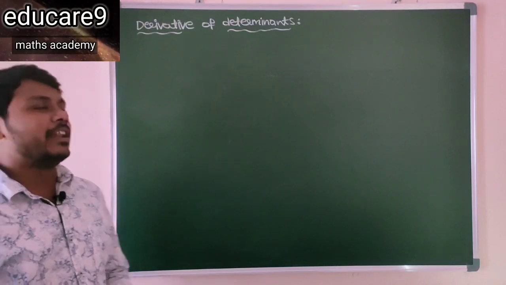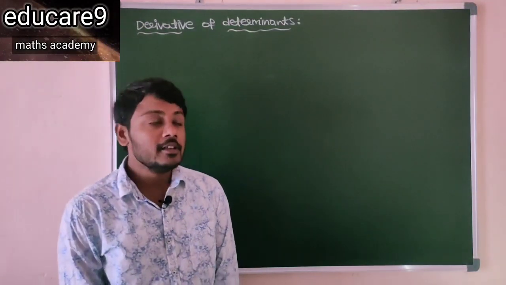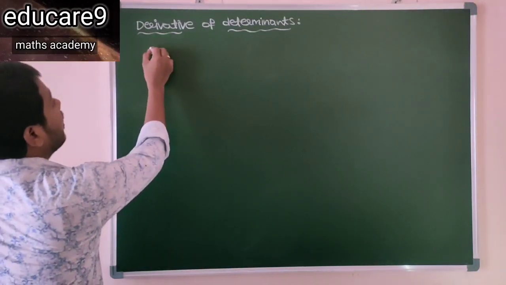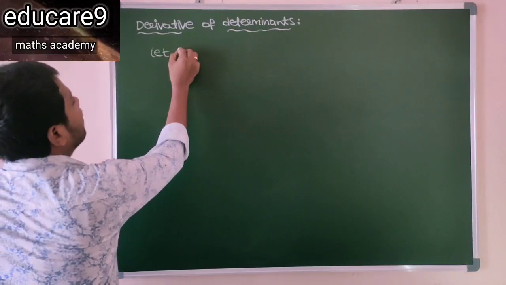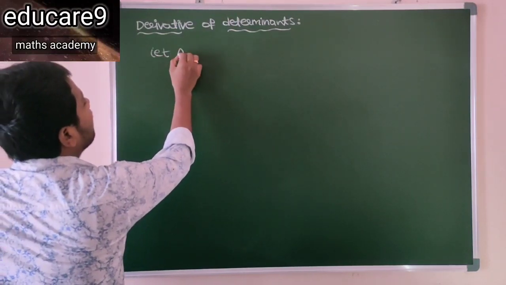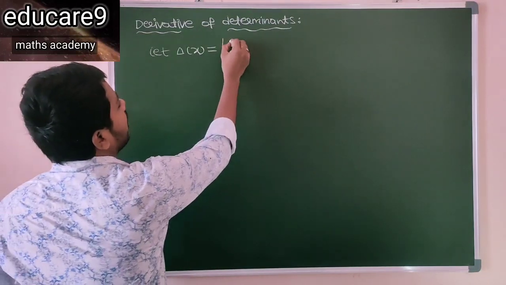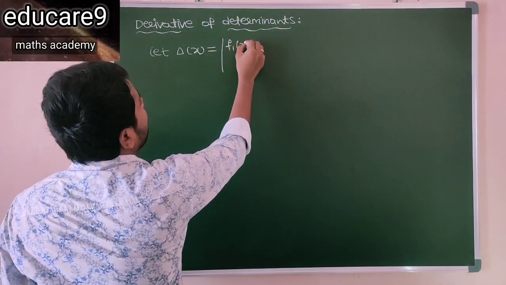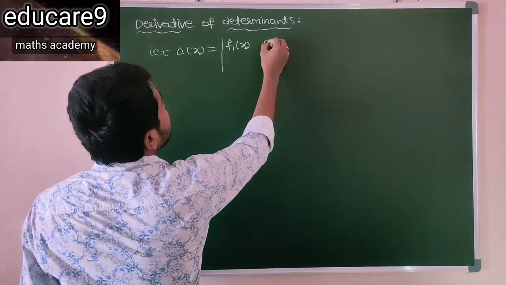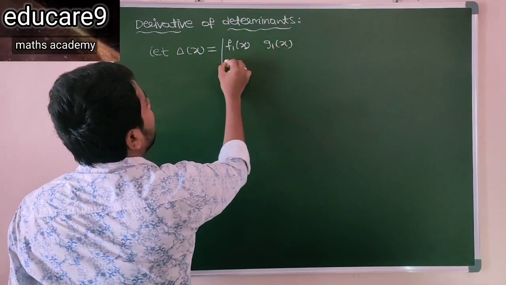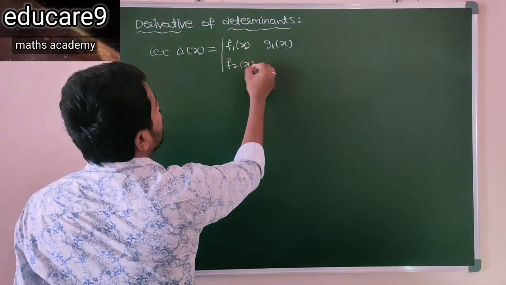The next one, derivative of determinants. So here let delta of x be equal to the determinant of [f1 of x, g1 of x; f2 of x, g2 of x].